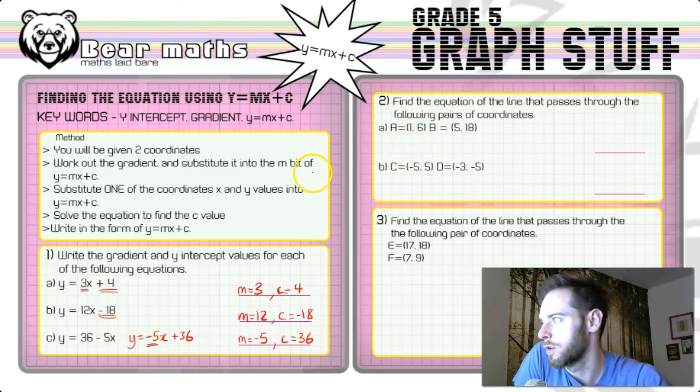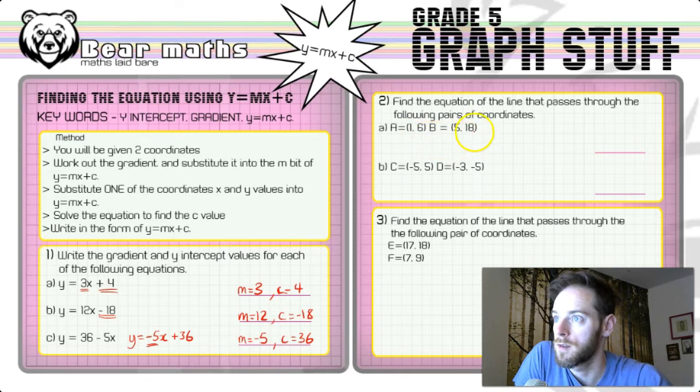First of all, you've got the two coordinates. You've got to find the gradient. Now, to find the gradient, you find the difference in y and divide by the difference in x. And I'm going to call that m. So m, standing for the gradient, is equal to 18 minus 6.